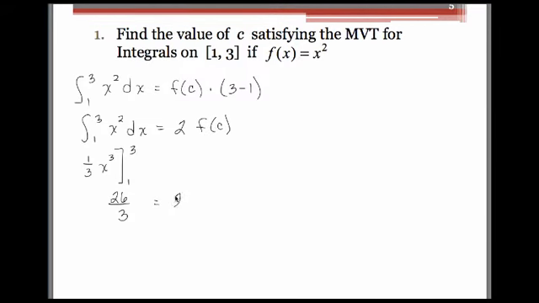Now in place of f of c, remember we're trying to find an x value at which this is going to occur. You might remember this from the mean value theorem: in place of f of c, we're just going to put the function, and we're going to go ahead and solve it. So we'll divide both sides by 2. That gives us 26 over 6, which you can simplify. So that's equal to x squared.